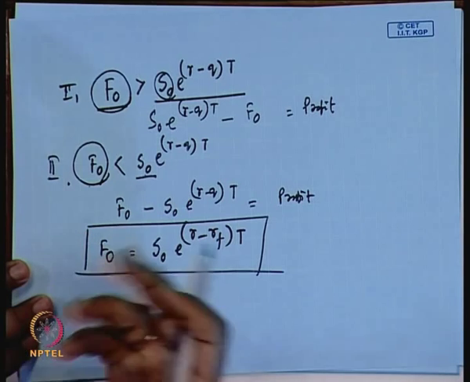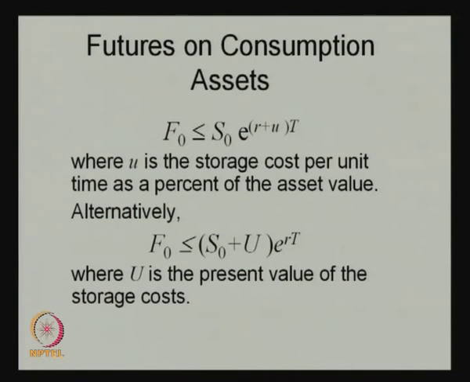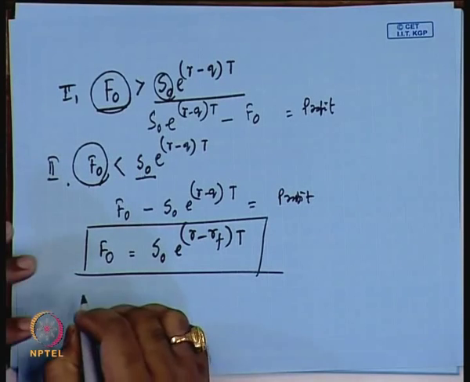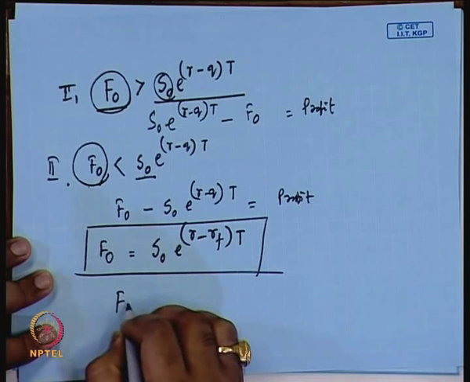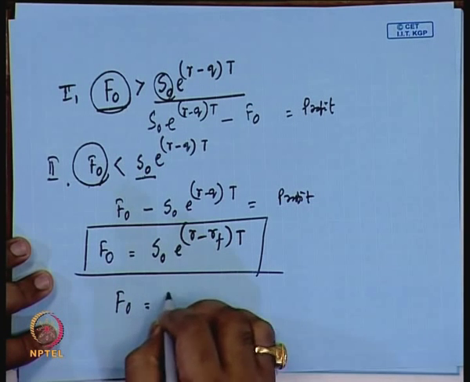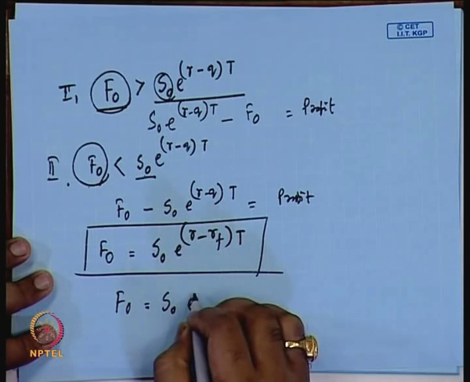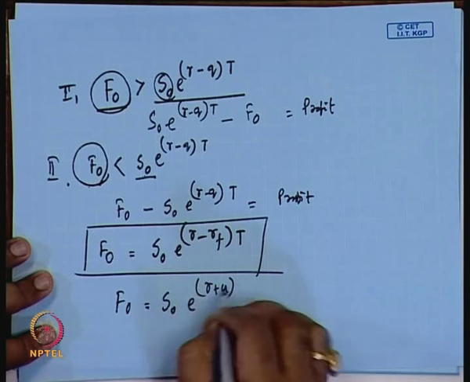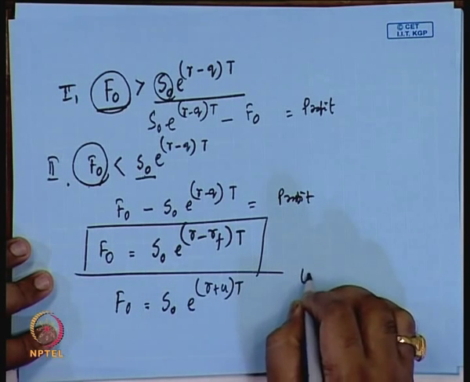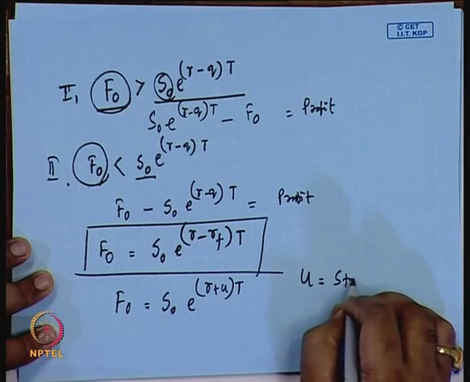Then futures on consumption assets. Consumption assets depend on the storage cost, and there are certain variables which play a significant role, such as the storage cost and the asset value. Then the future value F 0 should be S 0 e to the power r plus u into t. What does u represent? u is the storage cost.